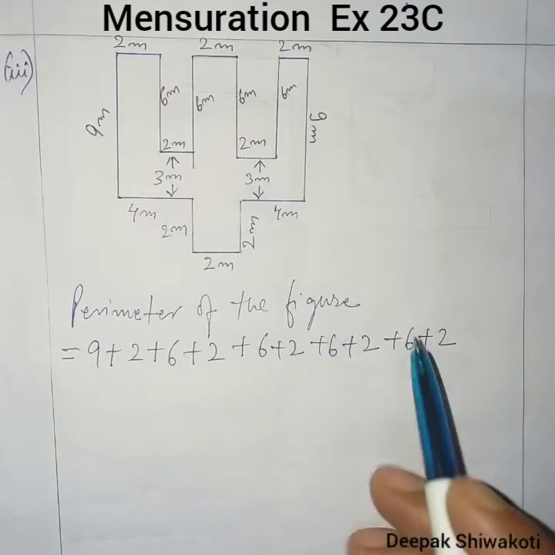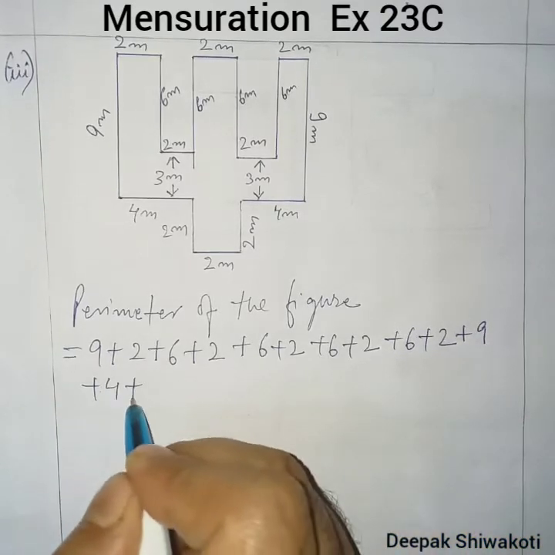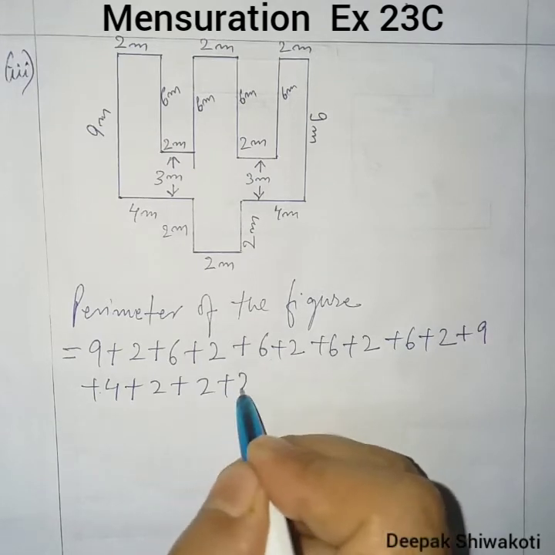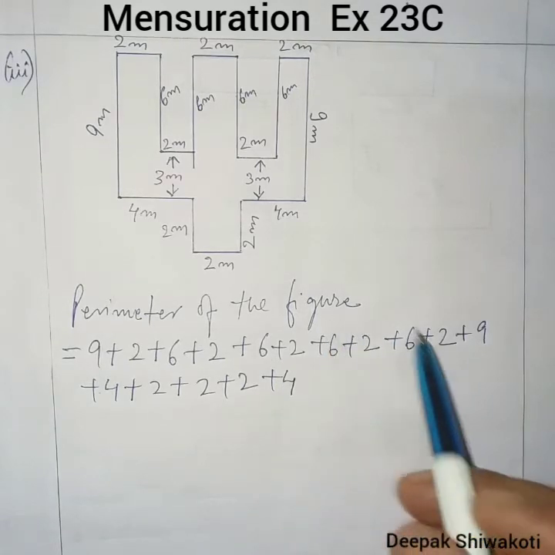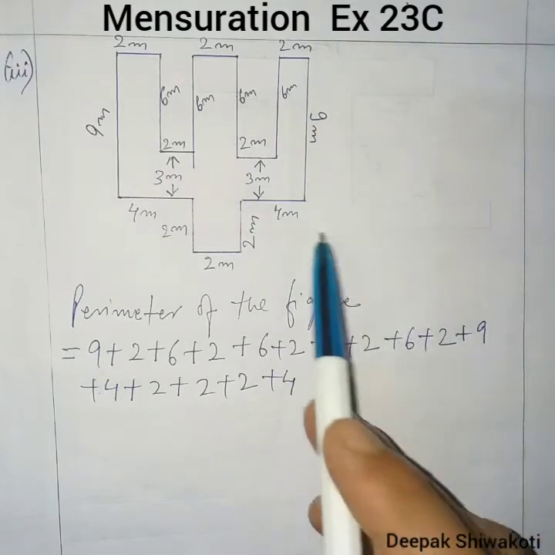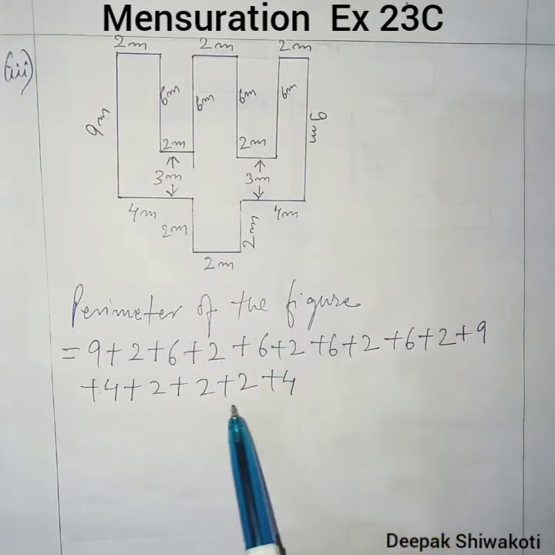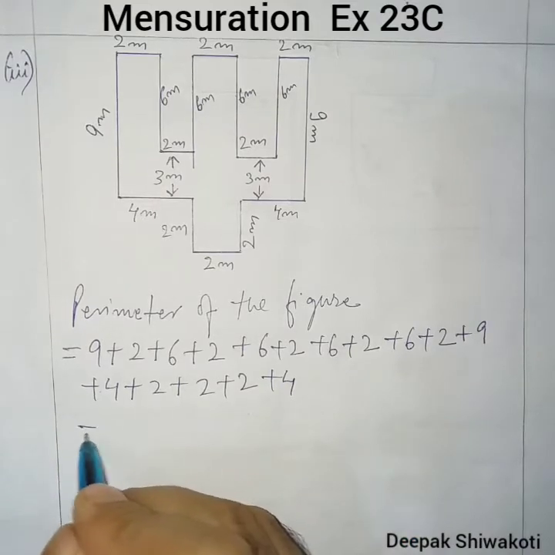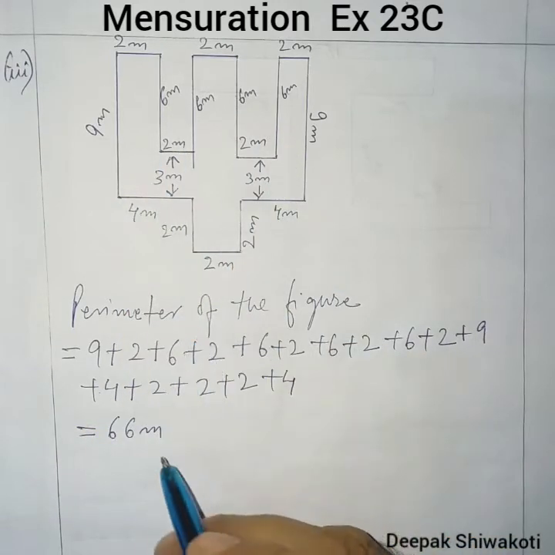Okay, so here 9 again plus 4 plus 2 plus 2 plus 2 and plus 4. Okay, so after adding this you will get 66 meter. The unit is meter, as all the line segments are given in meter, so the unit will be meter here.